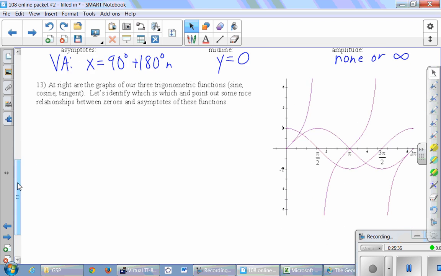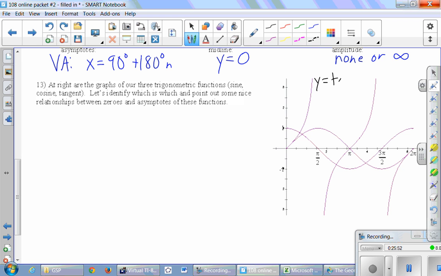Number 12. Right are the graphs of our three trig functions: sine, cosine, tangent. Let's identify which is which and point out some nice relationships between zeros and asymptotes of these functions. Okay, so which one is which? Well, we've just seen tangent, so I guess that must be this one that's going up to infinity. That's pretty easy to tell.